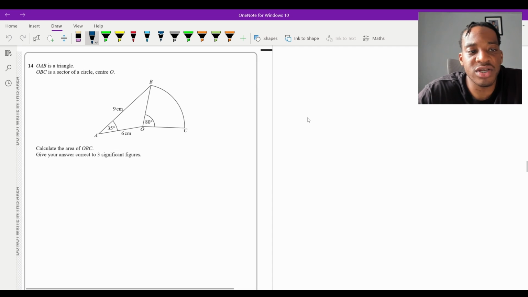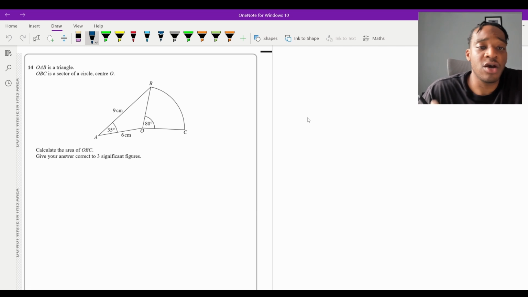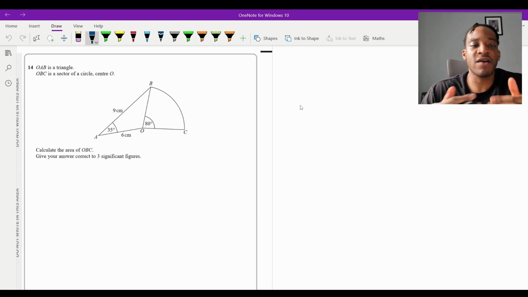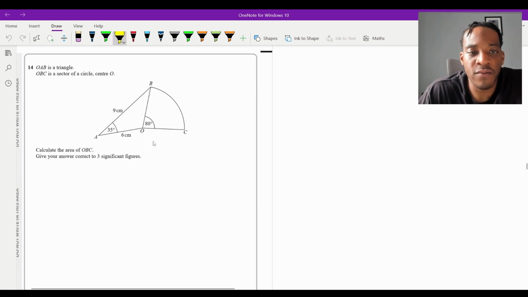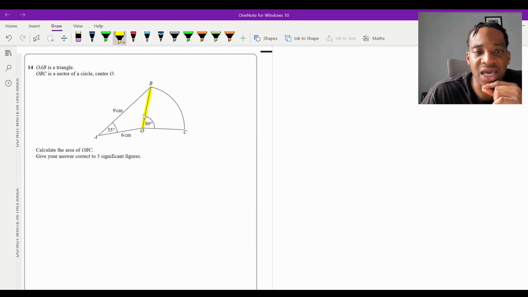Now, firstly, when I look at this question, it reminds me of question 10. Remember, we've got two shapes and they're joined together. And we know from what we saw before the key to these questions is always the side that connects them both, which is definitely this side. So I know that this side is going to be key here.